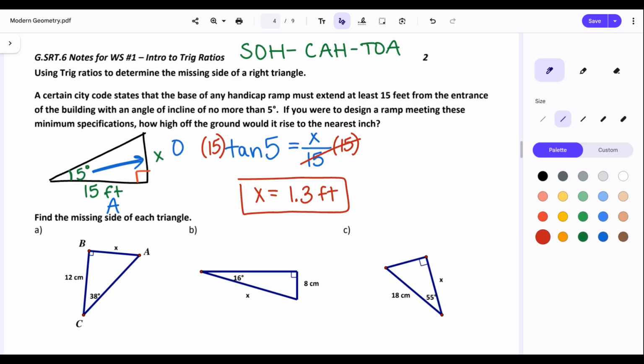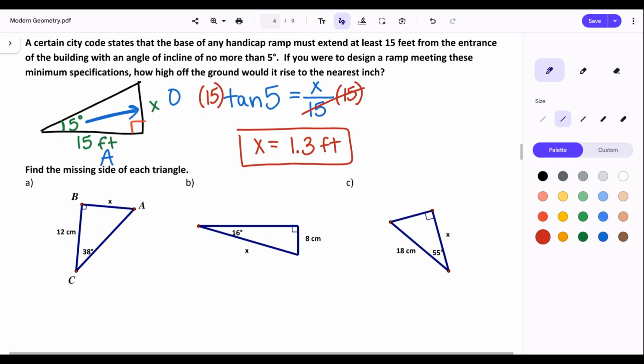Okay, let's come down here to A, B, and C. These are a similar idea as what we just did, but they're not giving you a story problem. They're just giving you a triangle with some information. I'm going to actually skip over A, and I want to look at B. We're going to do B together, and I'm going to let you guys do a little bit of practice here with A and with C. So let's skip to B for right now.